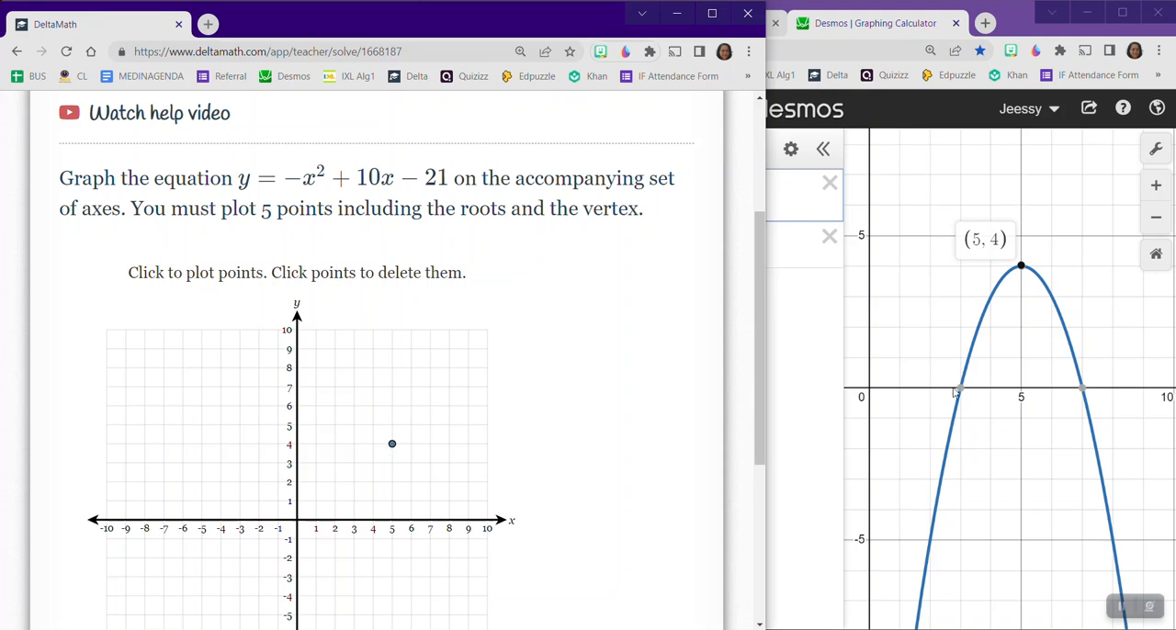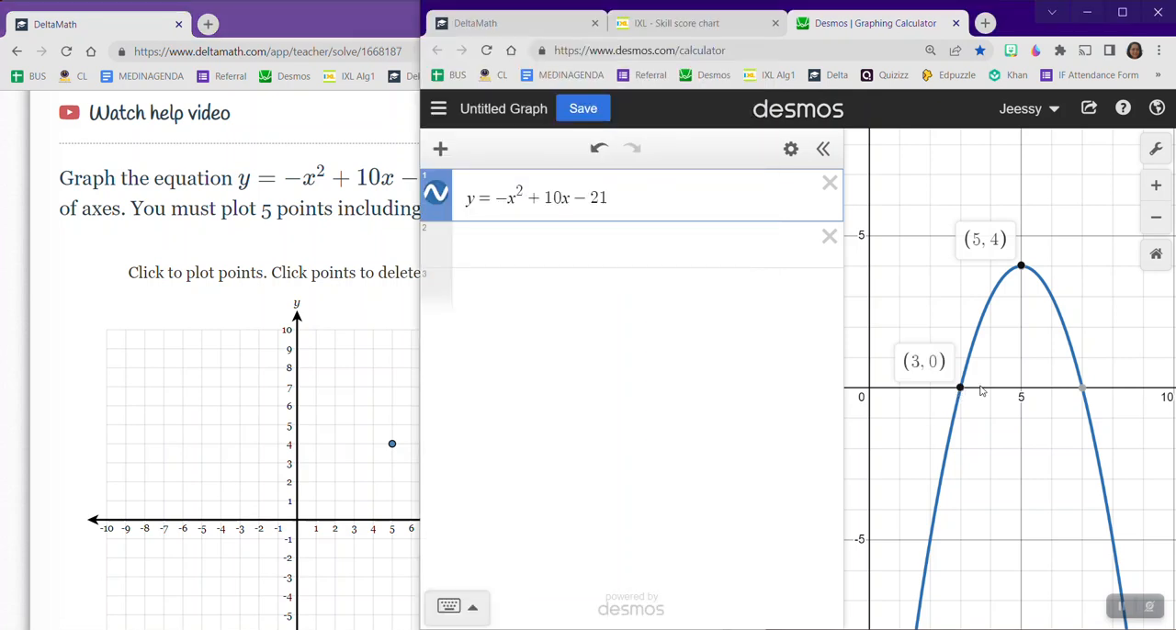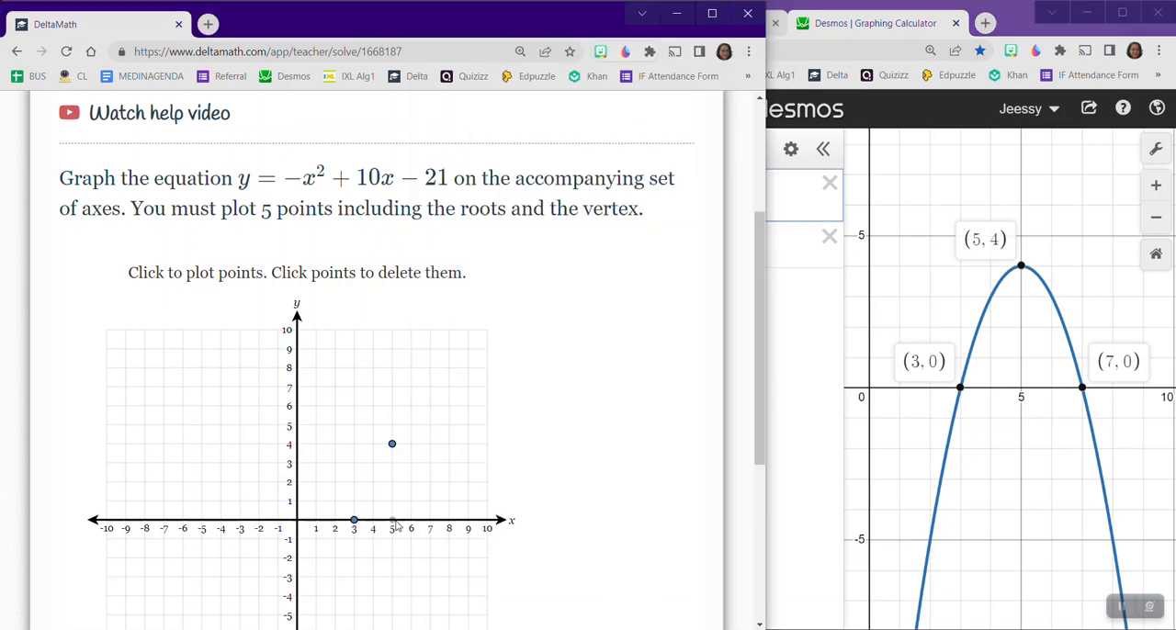Then you want to find your roots, right? Because the roots and the vertex. So this is one root, and that's the other one. That's where it's crossing the x-axis. So 3, 0, and so you see this is the axis of symmetry. See how it's 2 units away from the axis of symmetry? Well, the symmetric point will be 2 units away from the axis of symmetry as well, which is 7, 0.